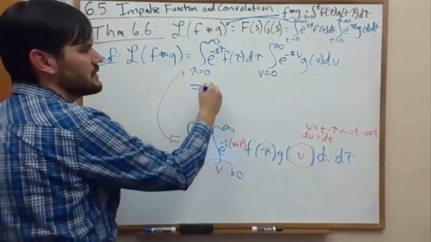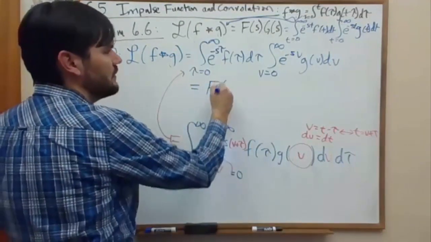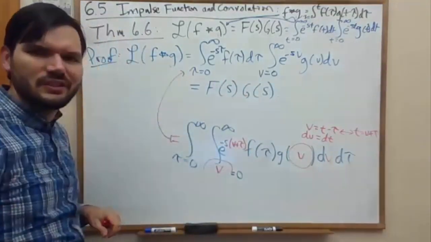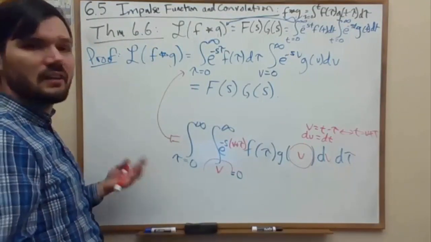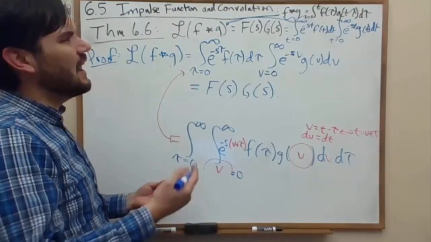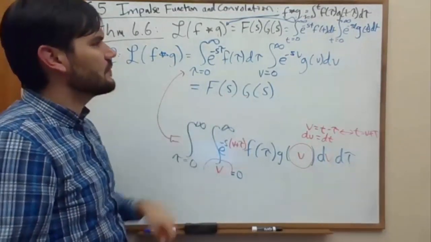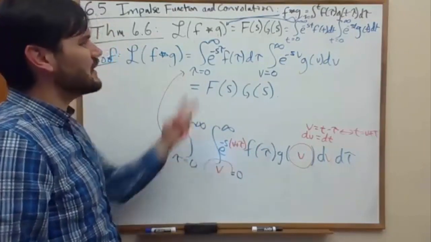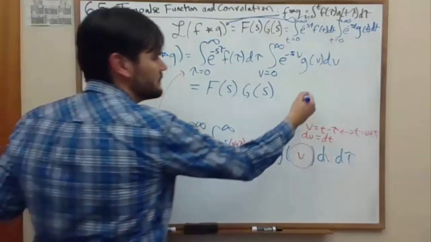And that equals the transformation of f times the transformation of g. And there we have it, proof that the transformation of the convolution is the product of the two transform functions. And because you can multiply the transforms in either order, it doesn't matter which function is f and which function is g. Pretty cool.